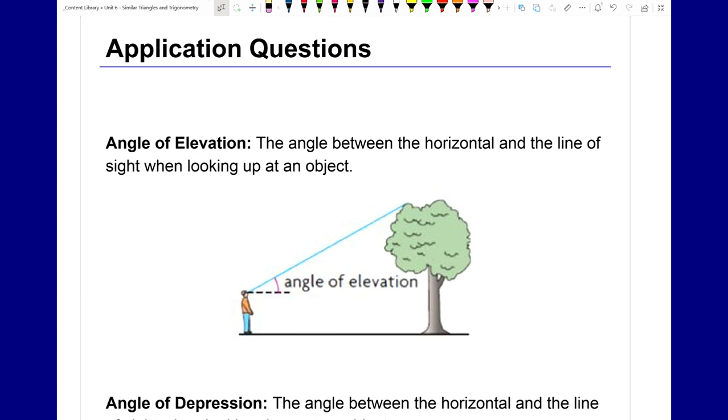So first we have our angle of elevation. An angle of elevation is the angle between the horizontal, or a flat line, and the line of sight when looking up at an object, or our line being rotated up. It doesn't always have to be a line of sight. It could be just using it as a reference from a horizontal, a flat line, up to another line. If we draw it in here, this angle going up, that's our angle of elevation.